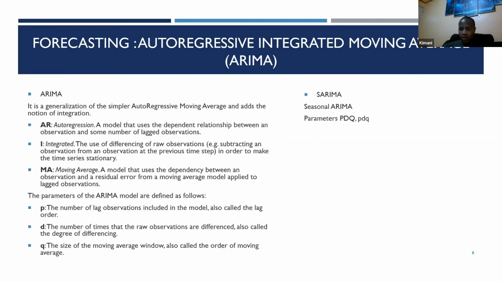For the guys with a technical background, there's something we use in control systems that we call PID. So this is almost an equivalent of that. First, there's the first section, autoregression: a model that uses the dependent relationship between the observations.